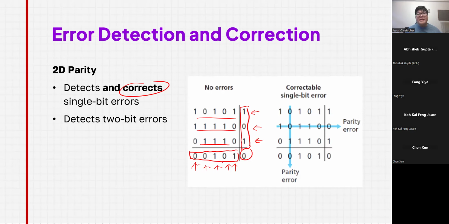With 2D parity, we are able to detect 2-bit errors, and also we are able to detect and correct single-bit errors. Because now, if there's a single-bit error, we can identify which specific row and which specific column, then we can just toggle that single bit. That is for single-bit errors. Okay, up to this point, any questions?